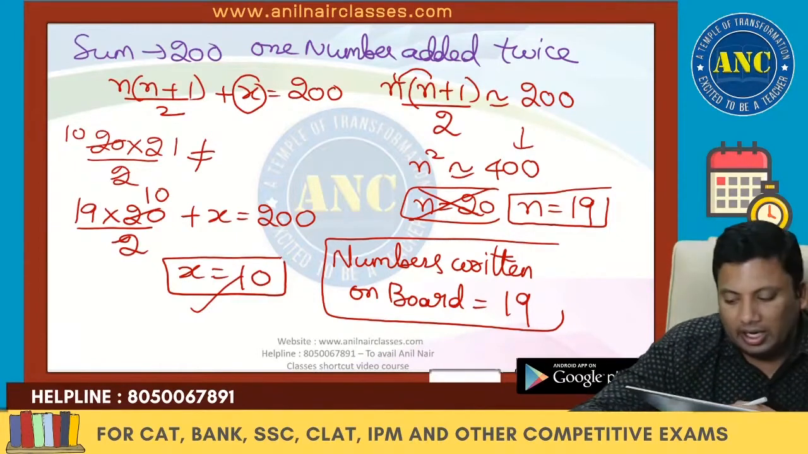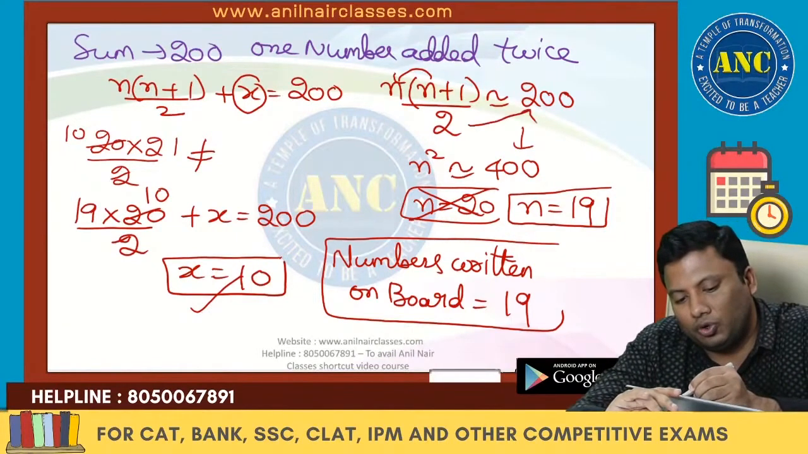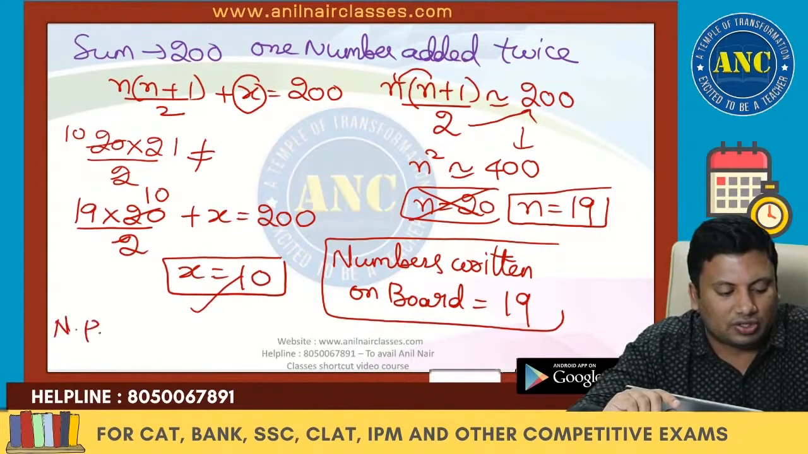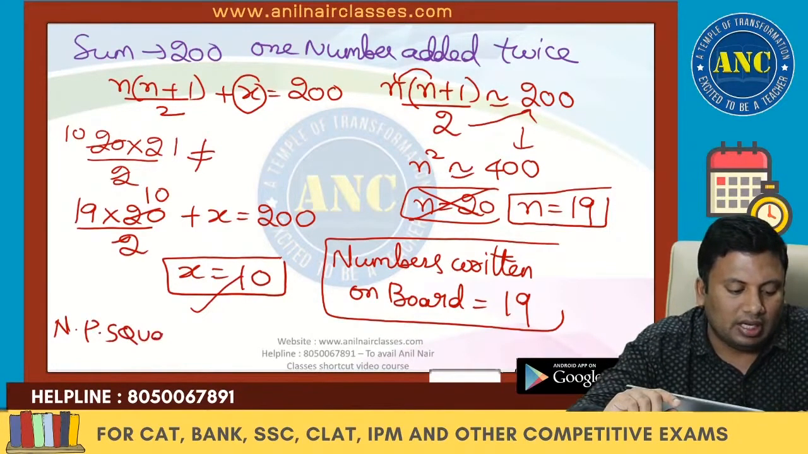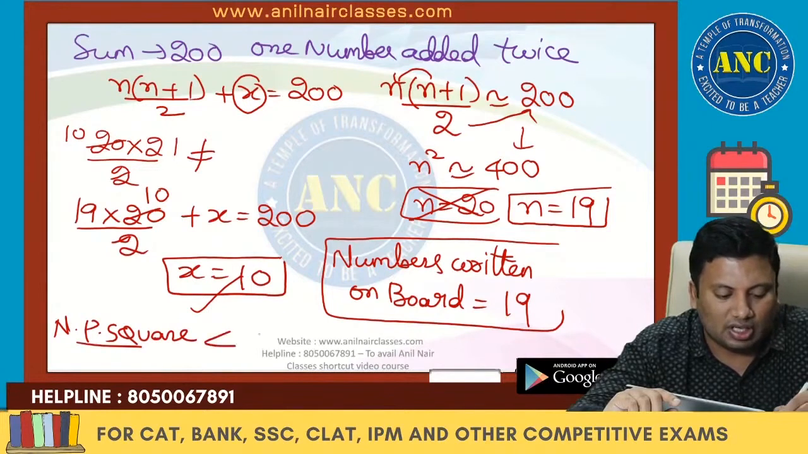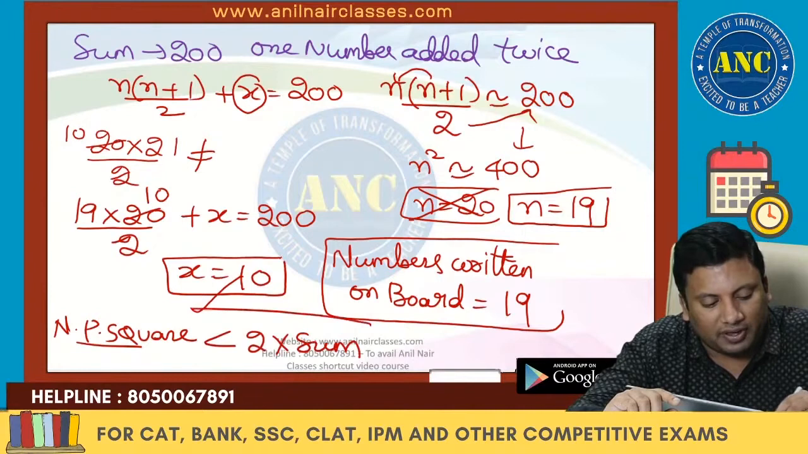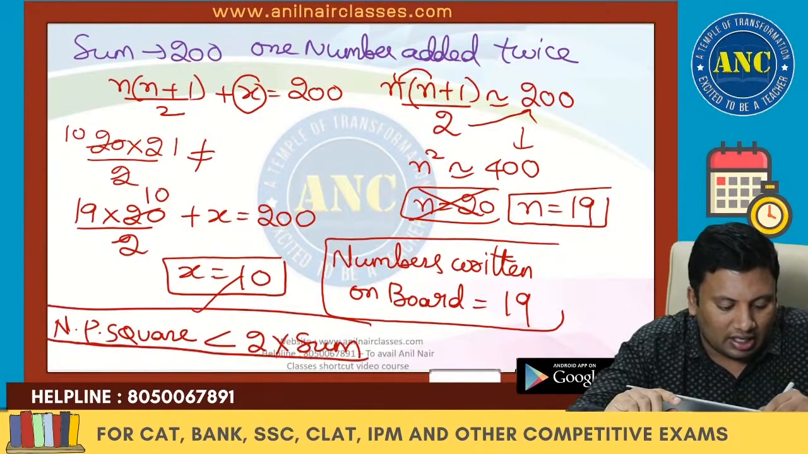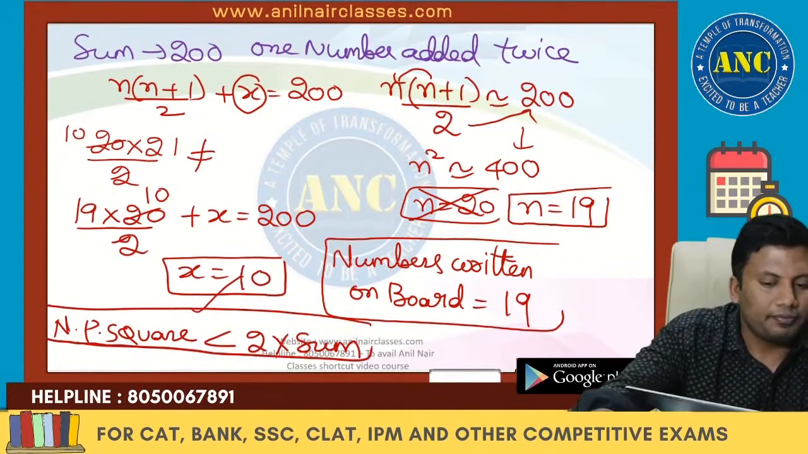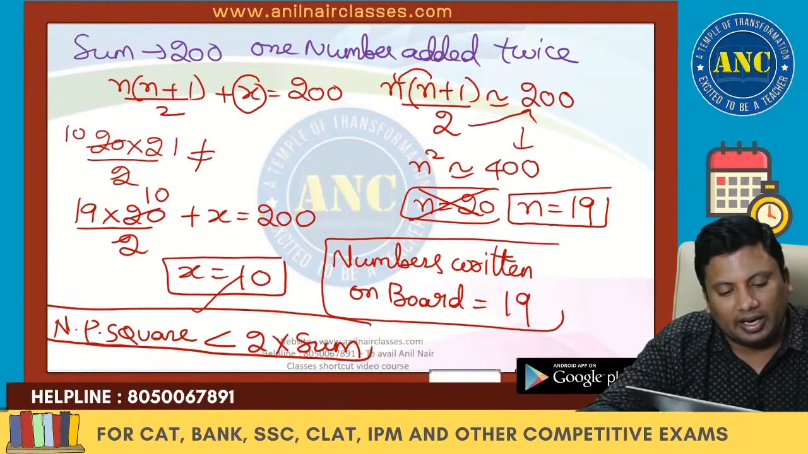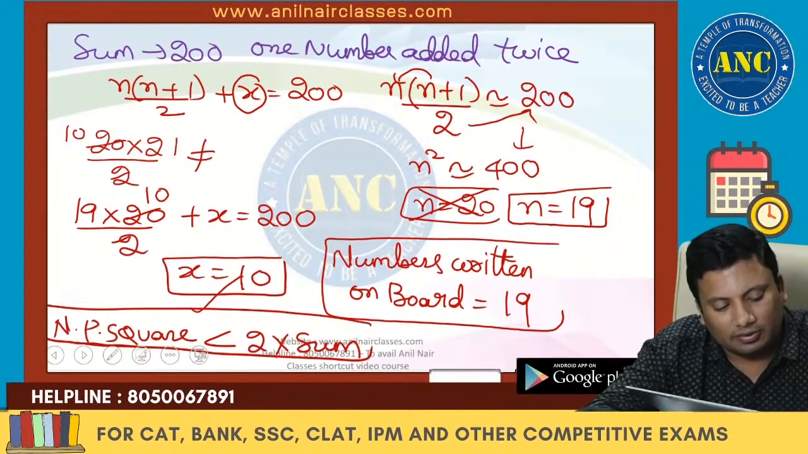We have to take the nearest perfect square of 2 into the sum. We have to take the nearest perfect square just less than 2 into the sum. I hope the idea is clear. Next one.